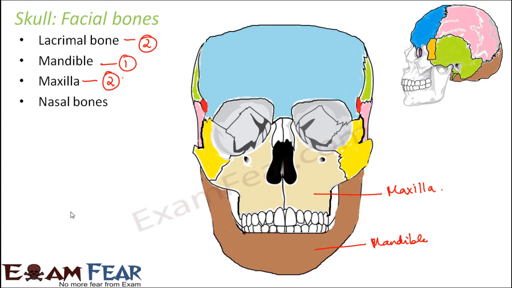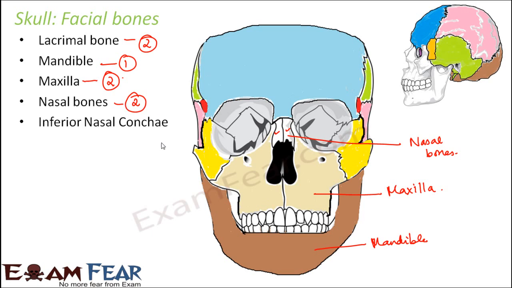Next is the nasal bones. Where are the nasal bones? Here. The bones which form the nose, this white portion which you see here, these are the nasal bones, and they are also two in number. If you see, this is one, this is one. So nasal bones are also two in number.